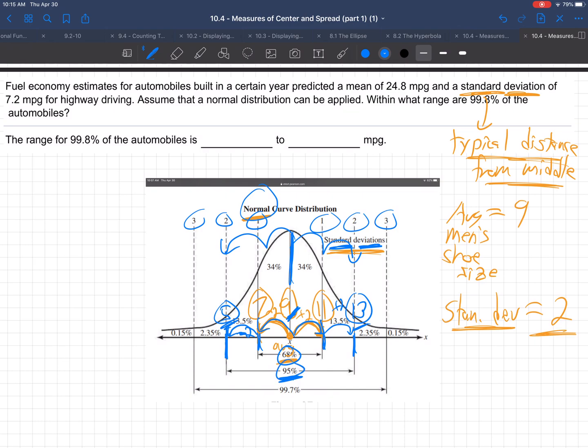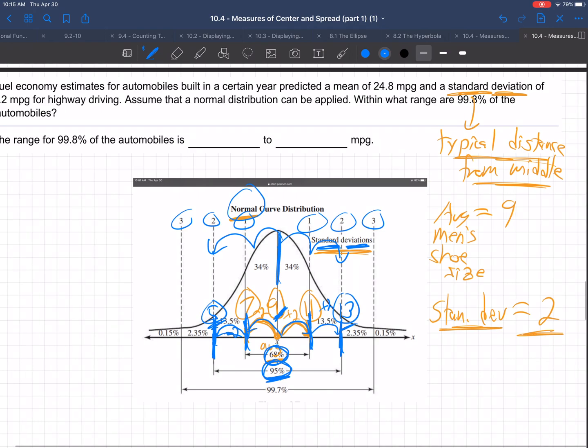These are the most important numbers, right here. If you go 1 below to 1 above the middle, you're going to capture 68% of all the whatever, all the men, all the leaves. If you go 2 jumps below to 2 jumps above, 95% of all the leaves or all the men's shoe sizes are going to be in that range, between shoe size 5 and 13.